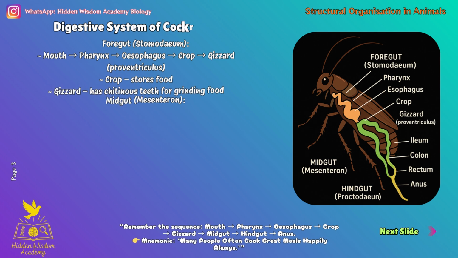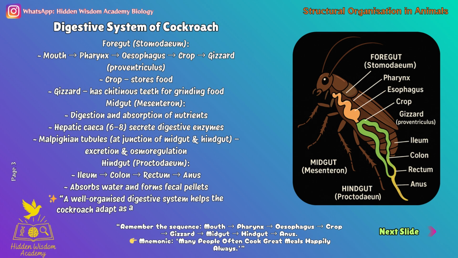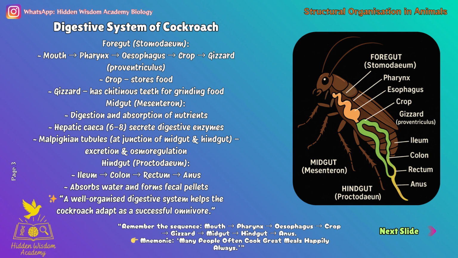Now, let's talk about the digestive system. The cockroach has a well-developed digestive system divided into three parts: foregut, midgut, and hindgut. The foregut has the mouth, pharynx, esophagus, crop, and gizzard. Here, food is stored and ground into smaller pieces.